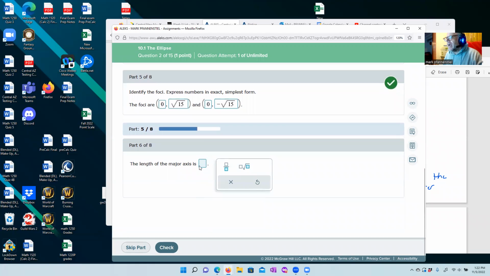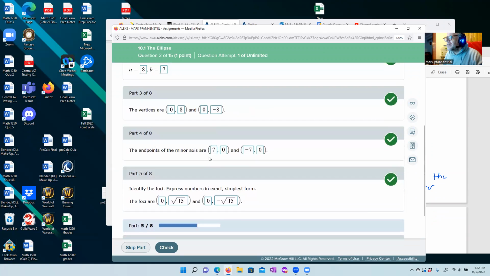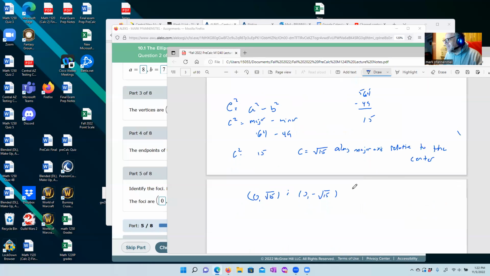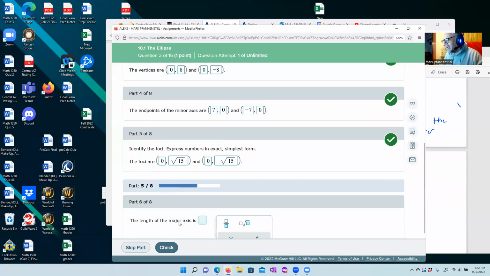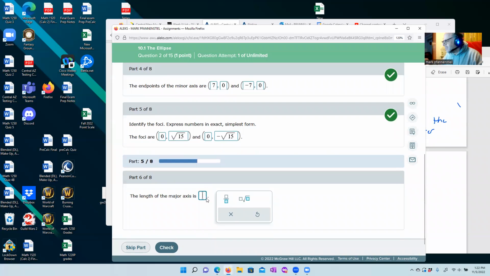The length of the major axis. Well, how big is the major axis? We go from -8 to +8. How much distance is between -8 and +8? So 8 minus -8. Okay, that's how we figure that out. So we'd say something like 8 minus -8. Oh, it's 16. There's 16 units long here. So that's how we're getting 16 here. So 16. Check.